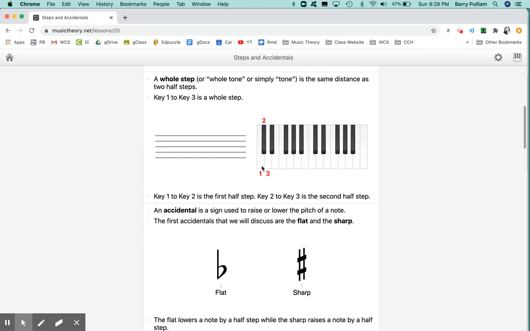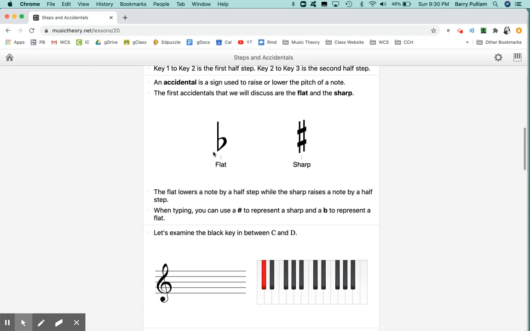Whole step is 2 half steps. So from here to here is a half step. From here to here is a half step. So that means from key 1 to key 3 is a whole step. Okay, a whole step is 2 half steps.